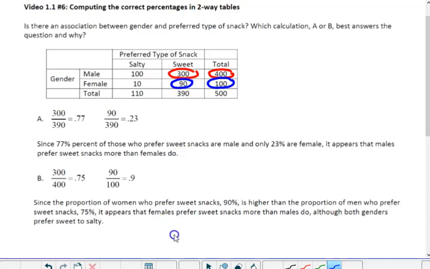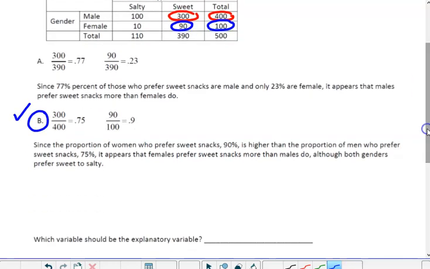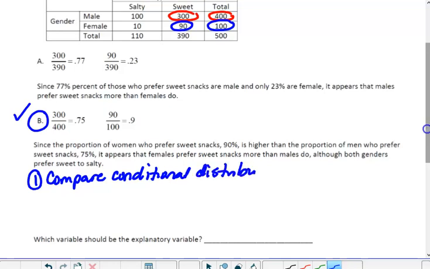Well, hopefully you realize that B is the correct one. This is the one that makes the correct comparison. And here's why. When you are making comparisons, it's important that you compare conditional distributions of the explanatory variable, not the response variable. Compare conditional distributions of the explanatory variable. Oops. Let's see if I can get this written correctly.